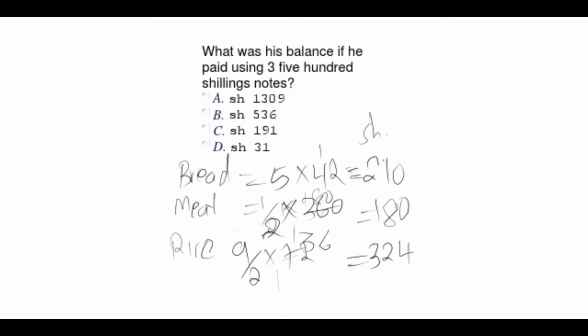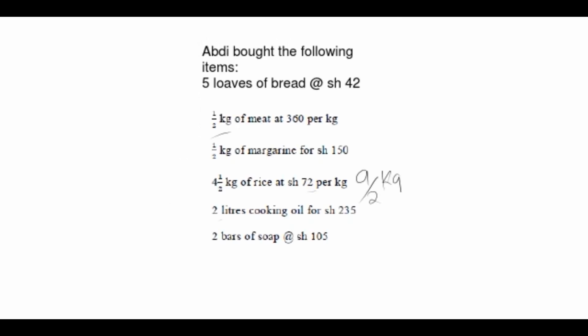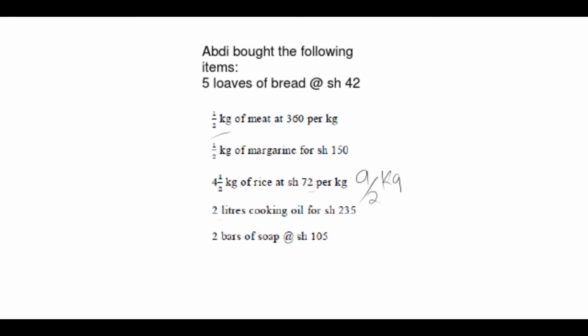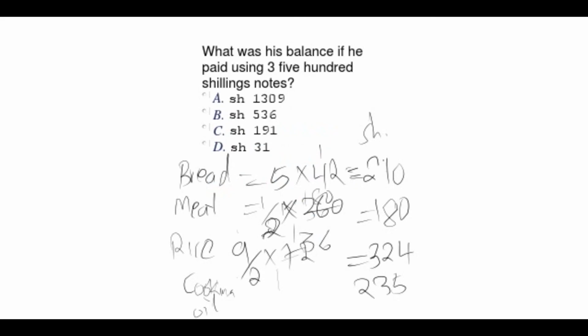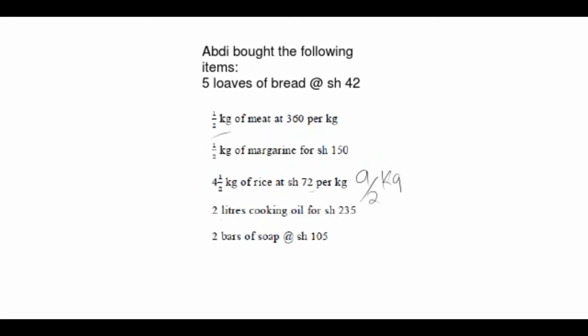So cooking oil remains at 235 shillings. Then we have 2 bars of soap at 105 shillings each. So soap, 2 at 105 shillings each will give us 210. To know the total amount of money that Abdi spent, we are going to add.